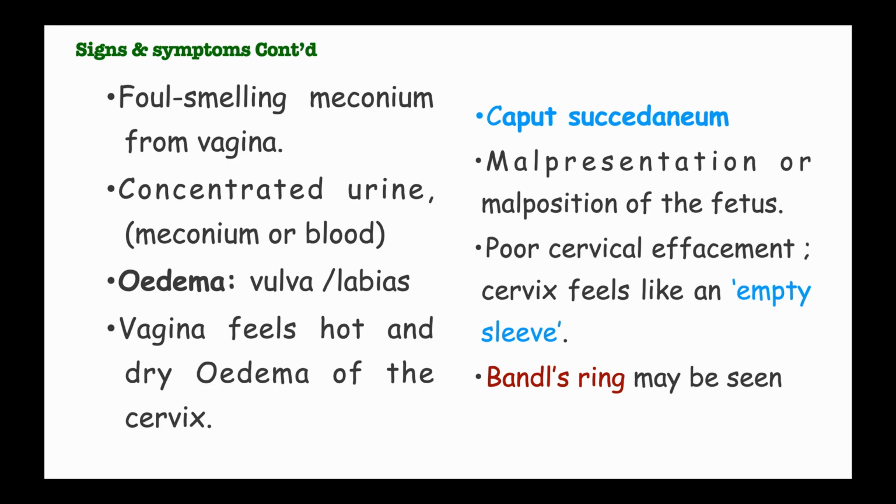We may also find caput succedaneum, which is a swelling around the fetal skull due to excessive pressure on the baby's head. Then there may also be malpresentation and malpositioning of the fetus. Then we may also find a poor cervical effacement, whereby the cervix feels like an empty sleeve, and so you may still find that the cervical canal is still there. Then we may also detect what we call the Bandl's ring. I will explain what the Bandl's ring means, but before that, I will explain what is a retraction ring.